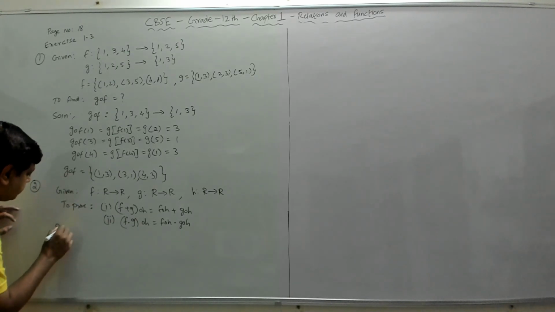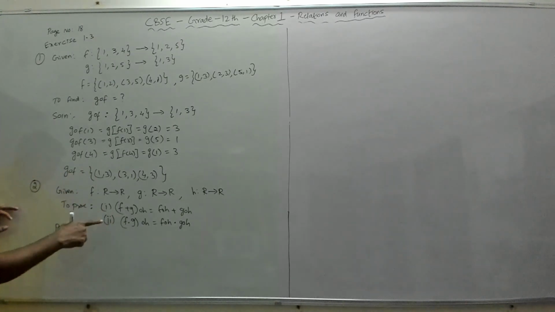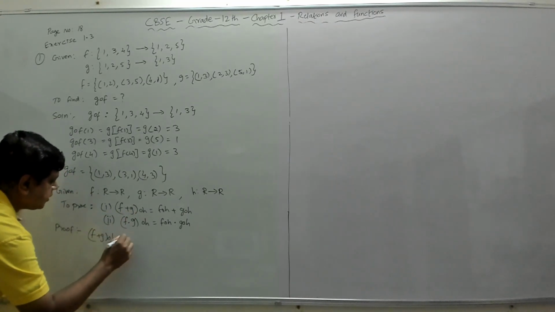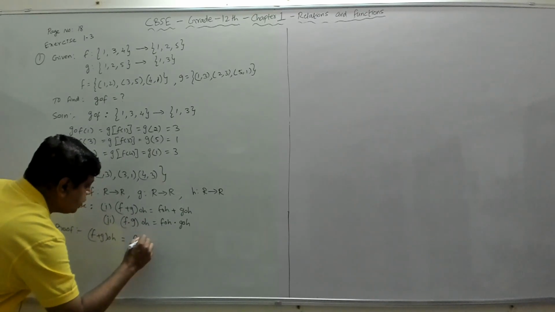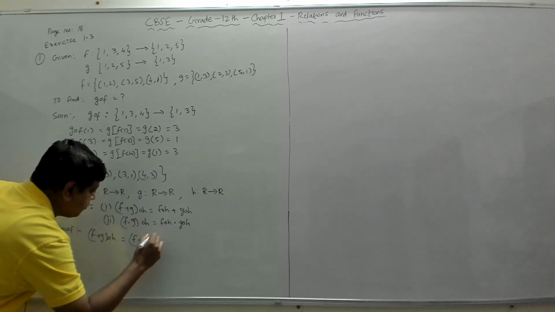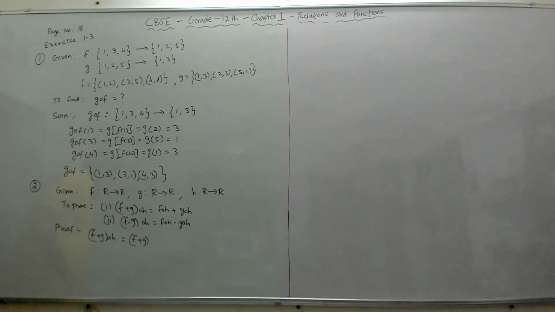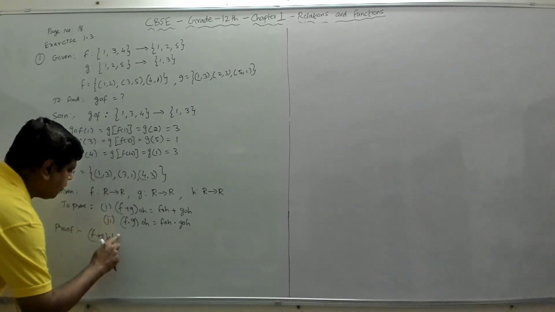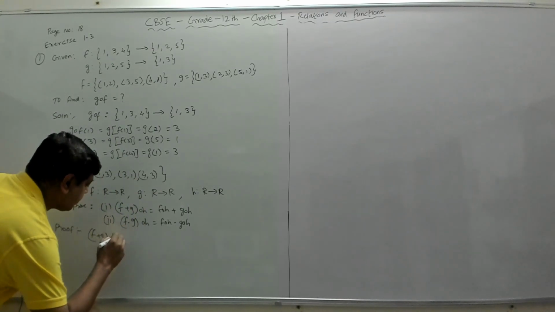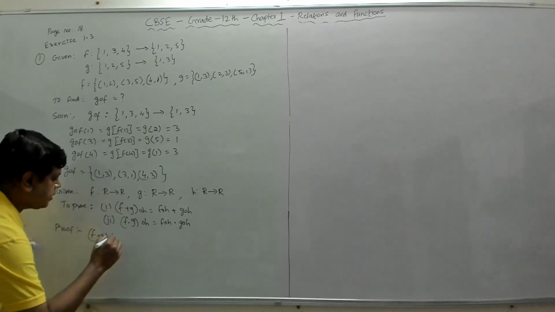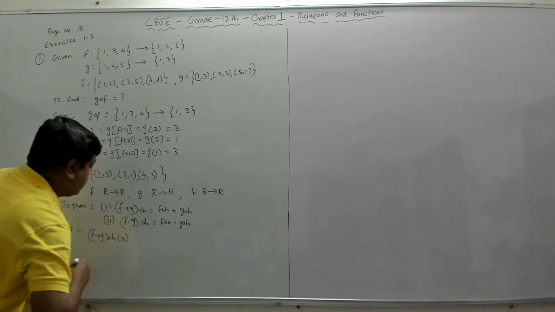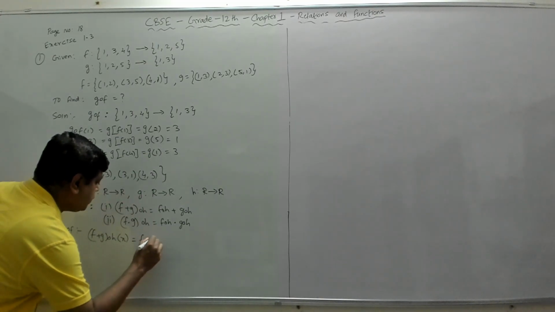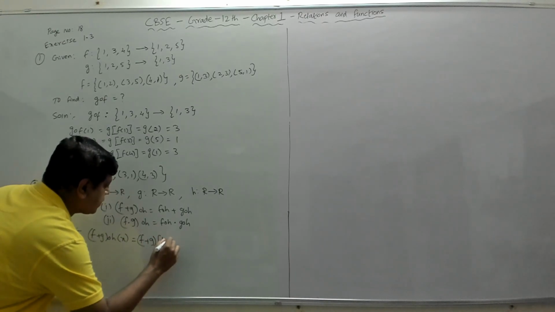The proof is, let's start with this. So what is (f+g)∘h? If we try to find (f+g)∘h, that can be written as, if we apply it on an element x, that will be equal to ((f+g)∘h)(x).